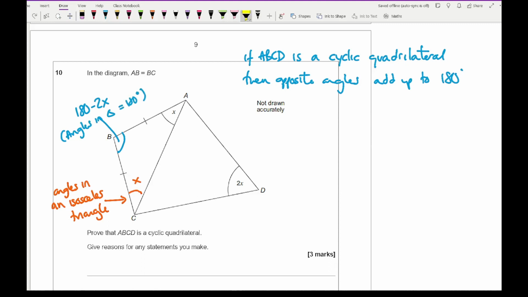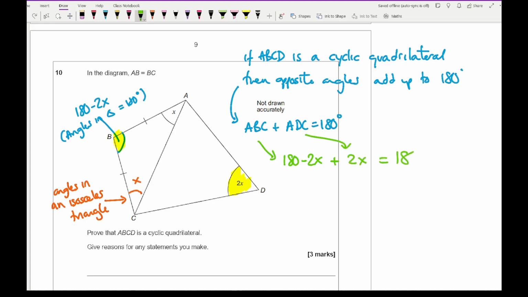Now if I take these two angles here, this angle here and this angle here, and add them together, then I get angle ABC plus ADC should equal 180 degrees. And again this is just reiterating that statement. So if I add those two angles together, ABC is 180 minus 2x plus angle ADC, which is 2x, and if I simplify that expression I get 180, so therefore ABCD is a cyclic quadrilateral.